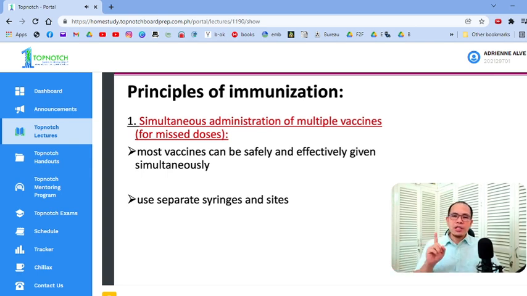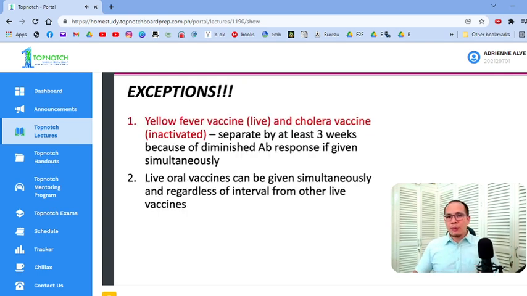Okay? The answer is yes. Huwag ka na mag-isip. Pag tinanong ka, pwede bang simultaneous? Yes. Just use separate syringes, just use separate sites. Okay? Except, the only exception that you should remember is yellow fever and cholera. So, again, pwede silang simultaneously given except yellow fever and cholera.